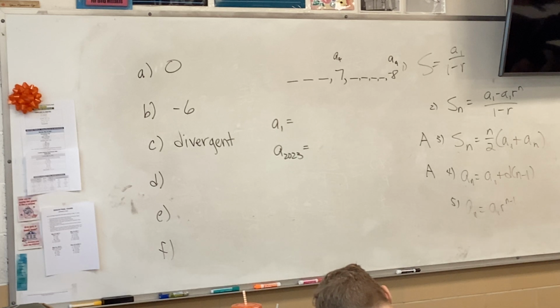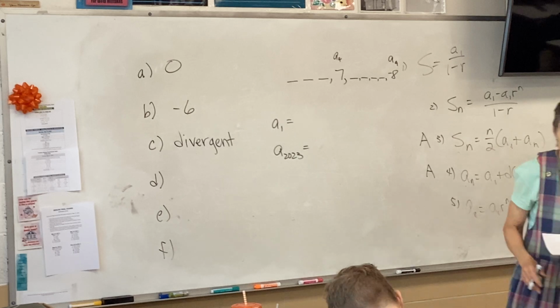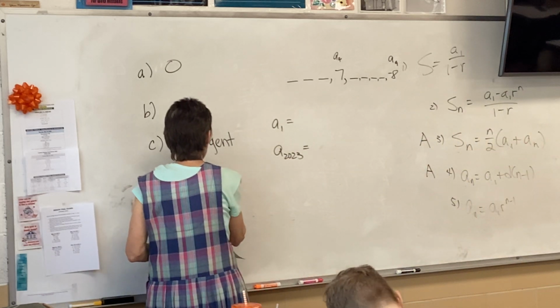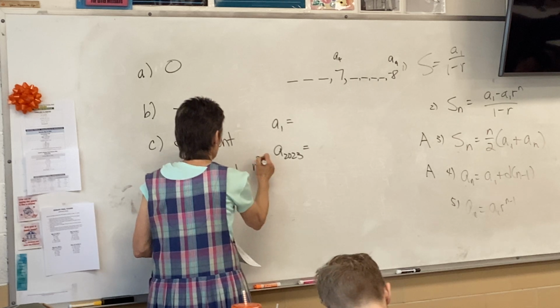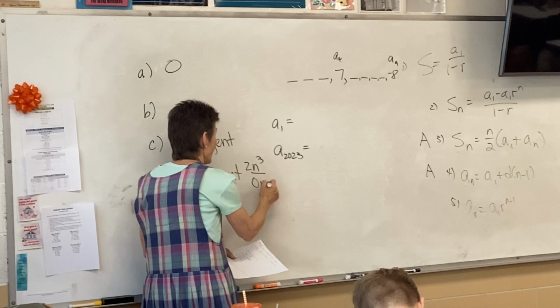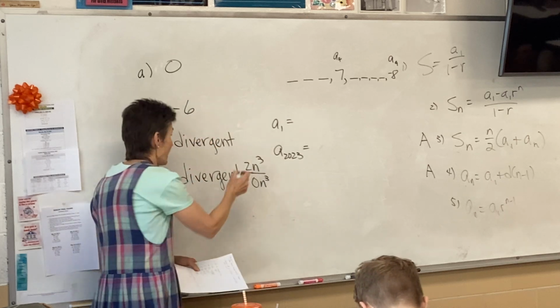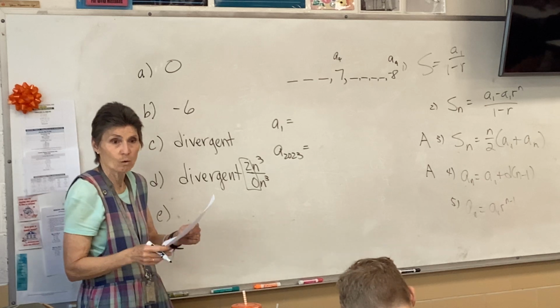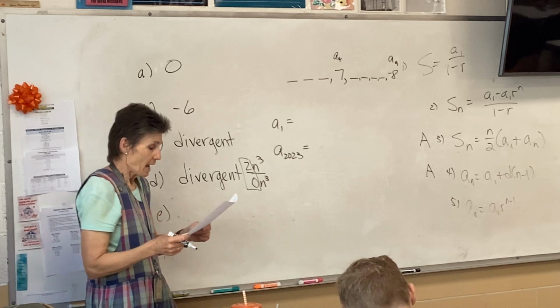All right, what about D? No limit. Because we have an n cubed on the top, we have 2 of them on the top, but we have none on the bottom. And 2 over 0 does not exist. Yeah. How about E?